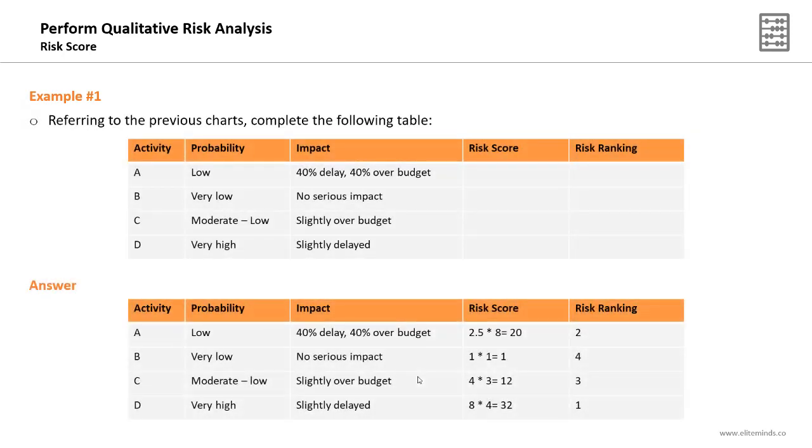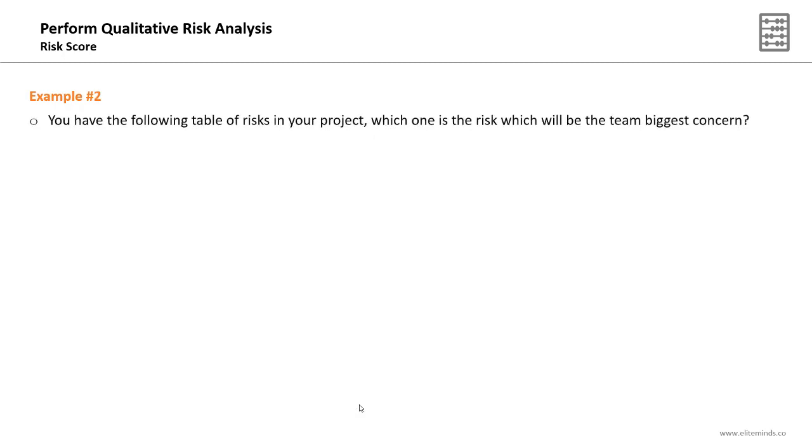So the risk score for risk A will be 20, for risk B will be 1, for risk C it will be 12, and for risk D it will be 32. So the highest ranking risk is the one with the highest risk score, which will be risk D, then A, which is 20, then C, then B. This is how you are going to develop a prioritized list of risks as an output of the perform qualitative risk analysis process.